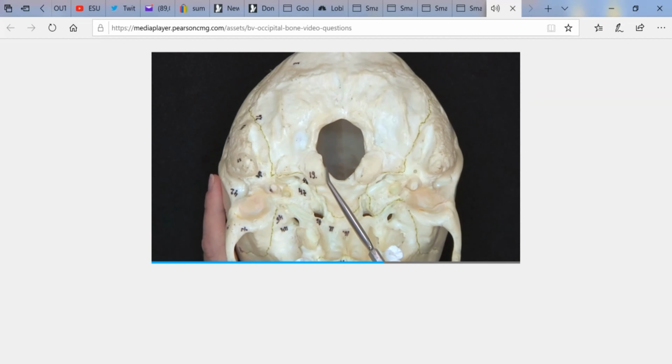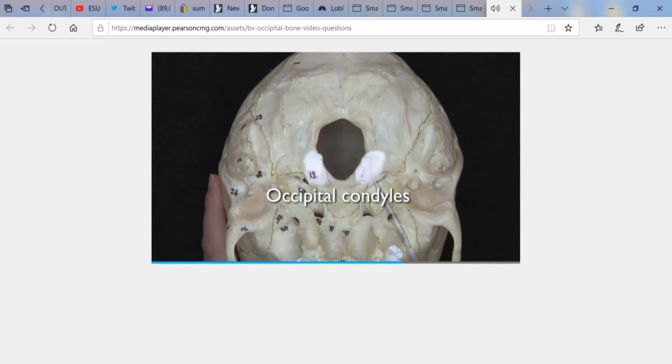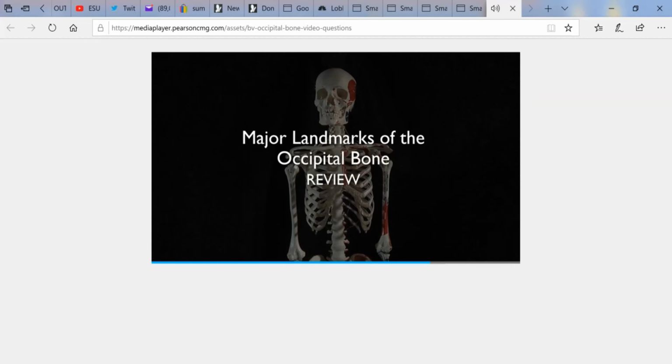On either side of the foramen magnum are projections called the occipital condyles, where the skull articulates with the vertebral column. Let's finish by reviewing the major landmarks of the occipital bone.